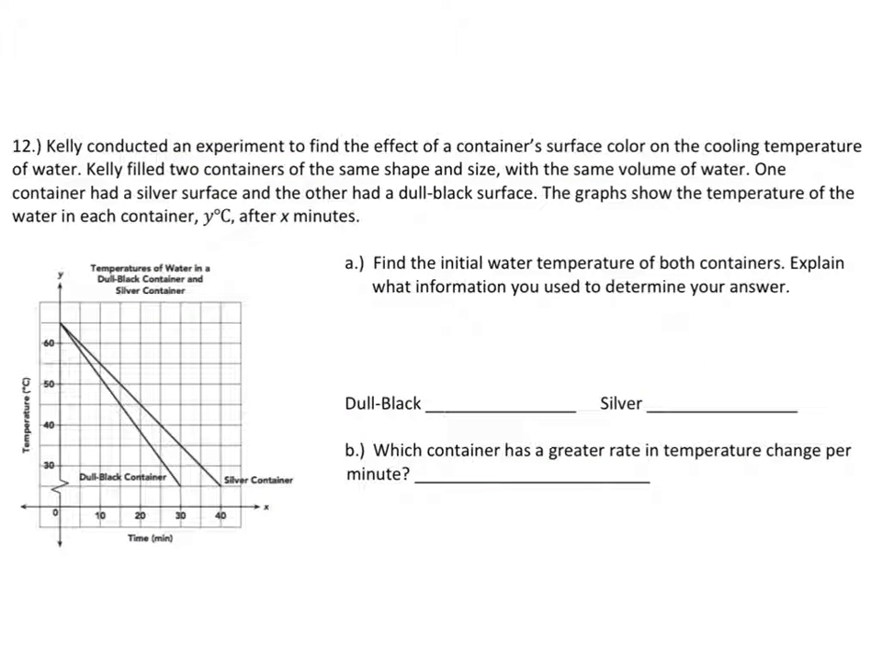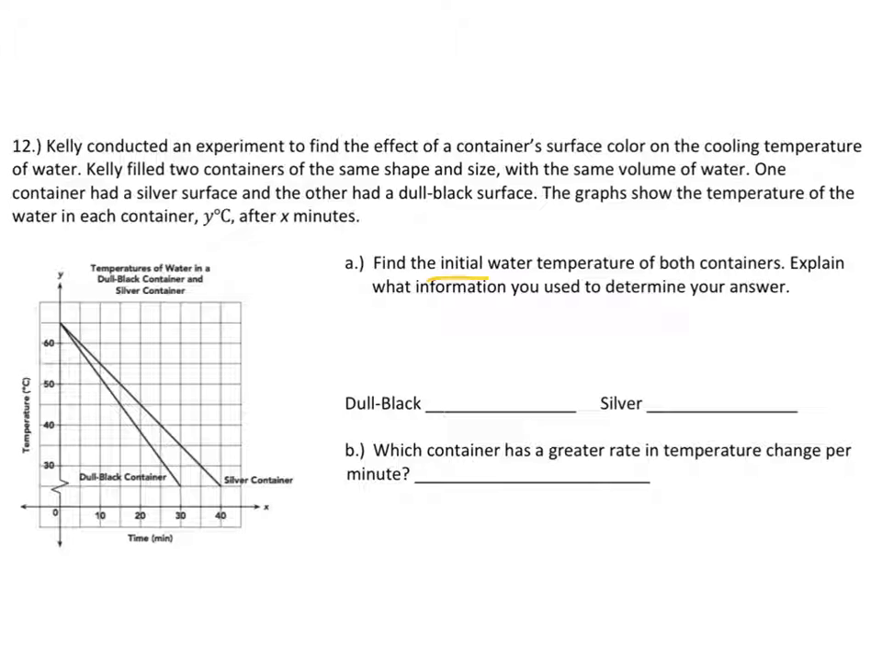For the next question, Kelly conducted an experiment to find the effect of a container's surface color on the cooling temperature of water. Kelly filled 2 containers of the same shape and size with the same volume of water. One container had a silver surface and the other had a dull black surface. The graph shows the temperature of the water in each container, y degrees Celsius, after x minutes. Part A. Find the initial water temperature of both containers.